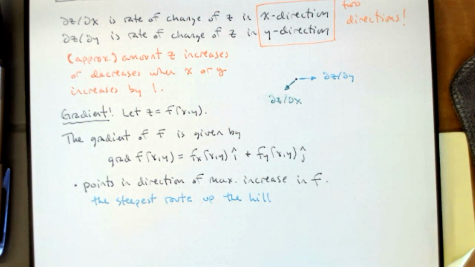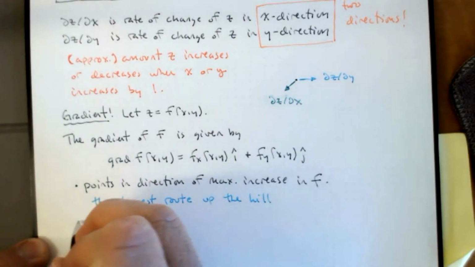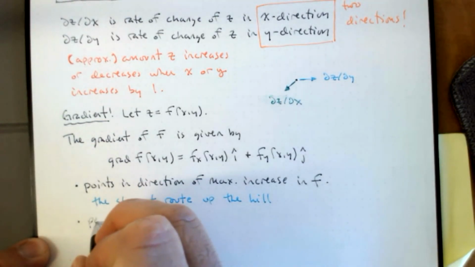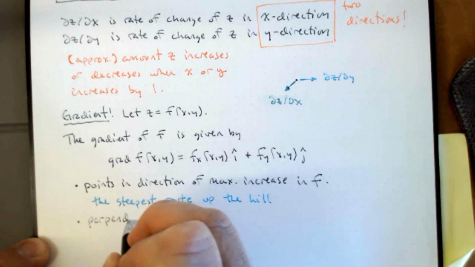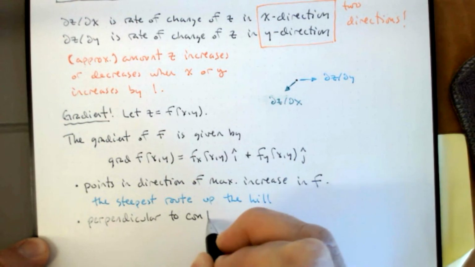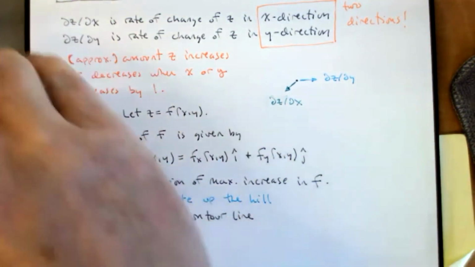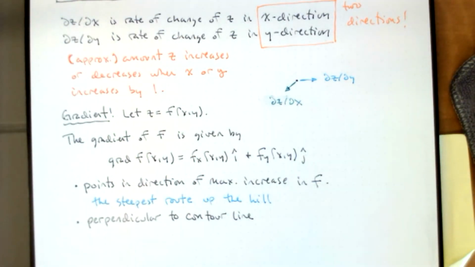On a contour map, we're going to see that the gradient is perpendicular to the contour line. So the gradient is going to be perpendicular to the contour line.